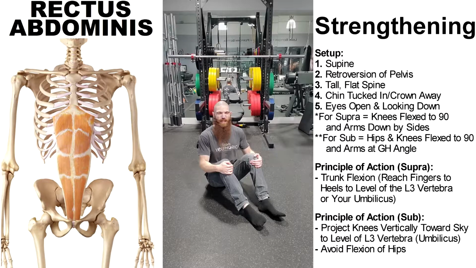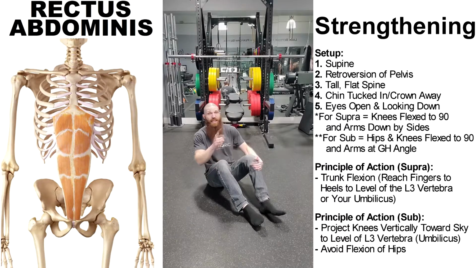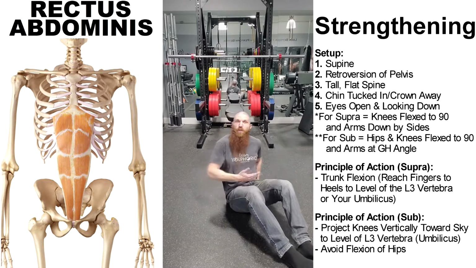Today I'm going to be taking you through some strengthening exercises for the rectus abdominis muscle, and I'm going to be taking you through two different variations, each of which are going to be in a supine position, meaning you're going to be laying down on your back. This first one is to target the supraumbilical fibers, or your upper abdominals.